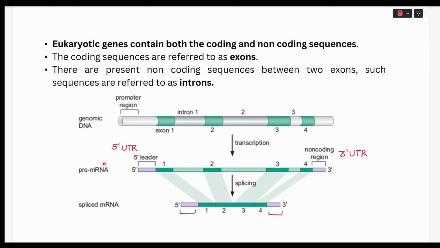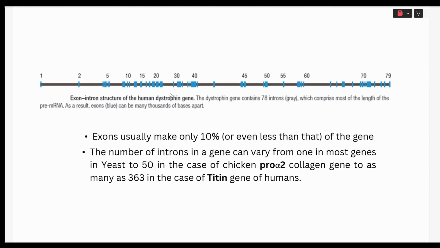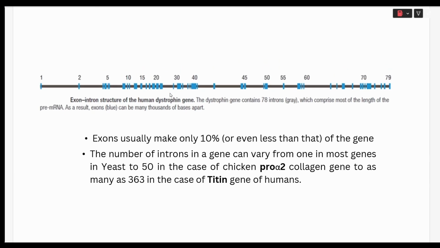Now, as you can see, this is what we call a pre-mRNA. You can also call it immature mRNA. And what we are doing here, we are going to only keep these guys, which are the exons, right? And we're going to remove what we call the introns. Now, let's move forward, and before moving forward, I would like to talk a little bit about the number of exons and the number of introns, the size of exons and the size of introns.